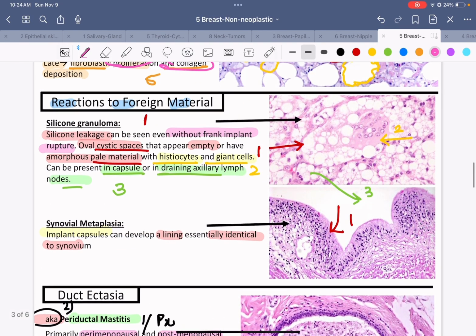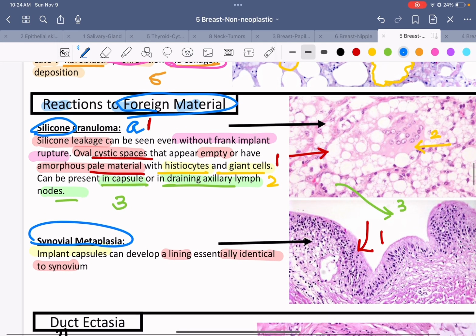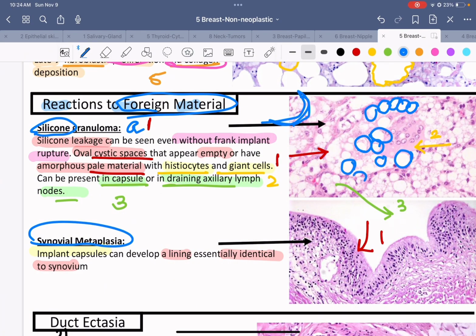Moving on to our third lesion, which is reactions to foreign material, and we further divided reactions to foreign material into two subcategories: silicone granulomas along with synovial metaplasia. What happens is that the patient has a history of a silicone implant, and this implant has started leaking and leaching bubbles of silicone, these beautiful, rounded, very well circumscribed bubbles like soap bubbles that are leaching into the tissue.